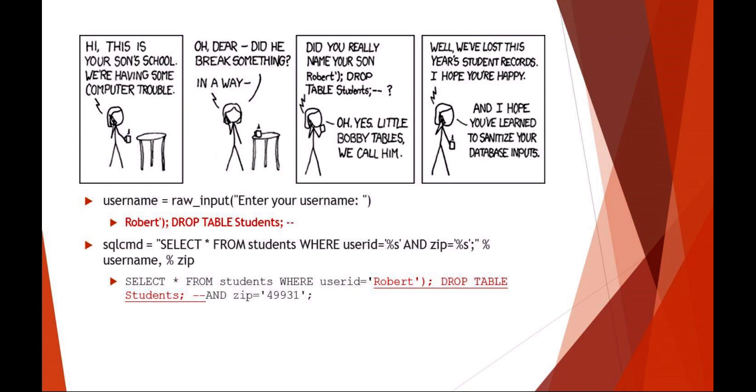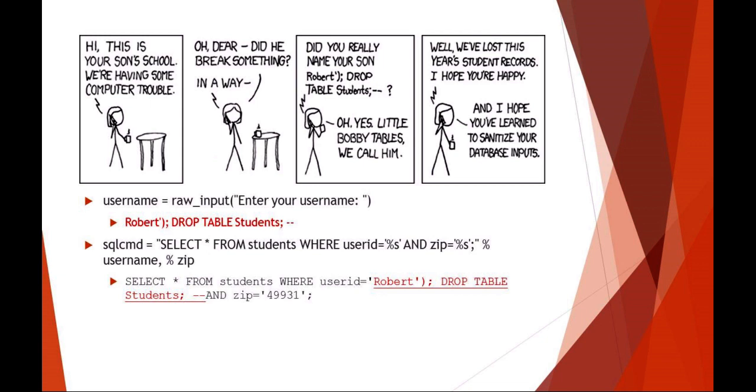This is a very famous XKCD comic. It's called Little Bobby Tables. I'll give you a minute to read the comic. It's basically the mother answering the phone from the school. Thought her son was in trouble. Her son's name is actually Robert, single quote, parentheses, semicolon, drop table students, semicolon, dash, dash.